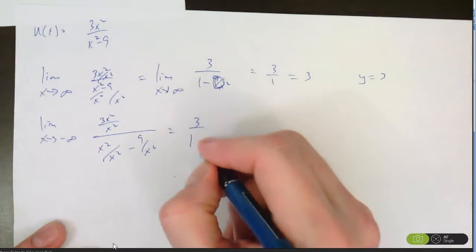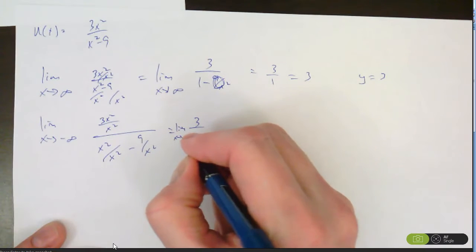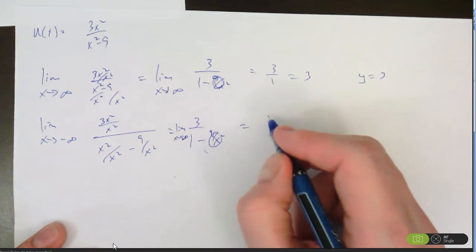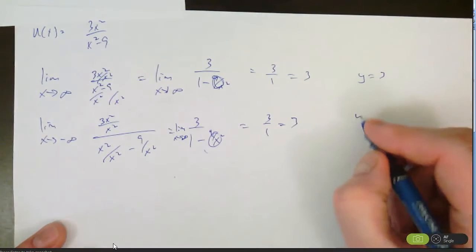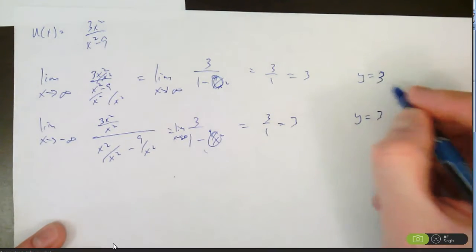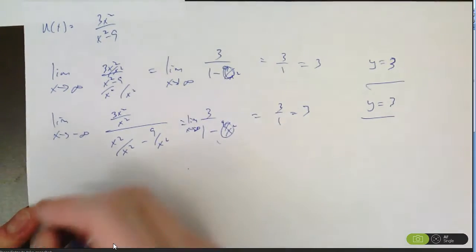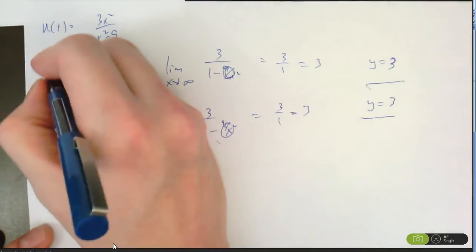This gets us 3 over 1, limit as x approaches negative infinity, 3 over 1 minus 9 over x squared. Again, this goes to 0. 3 over 1 equals 3. So we only have one horizontal asymptote, y equals 3. Okay. Now the next thing I have to do then is check the vertical asymptotes. So this is the horizontal.